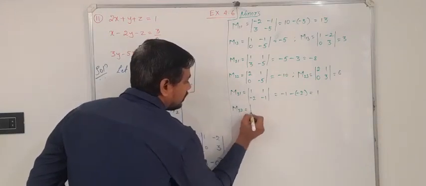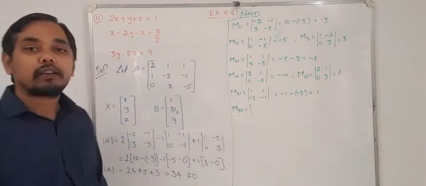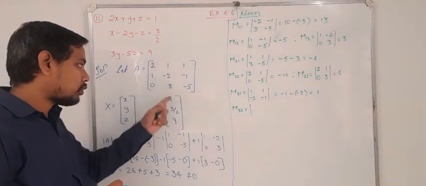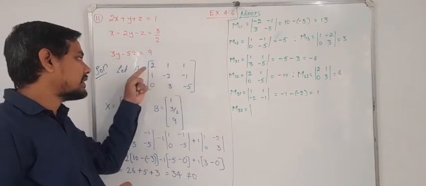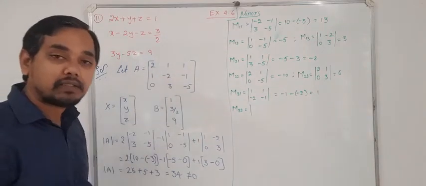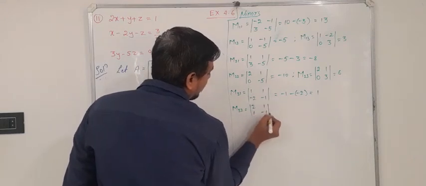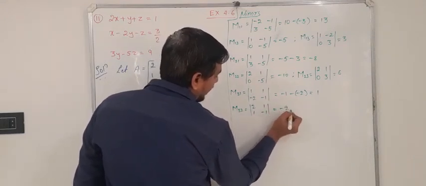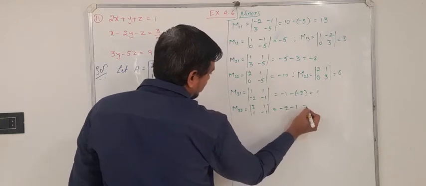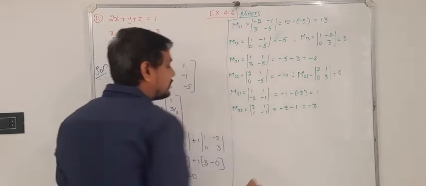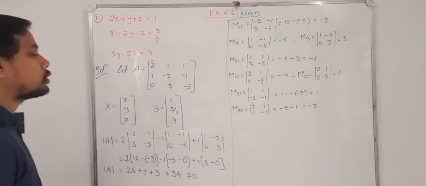M32. M32 is minor of A32. Minor of A32 is 3. Leaving this row and this column, what are the elements left? 2, 1, 1, minus 1. So 2 into minus 1, minus 2, minus 1 into 1, minus 1. So minus 2 minus 1, minus 3. Right?